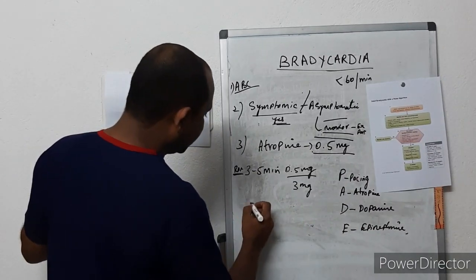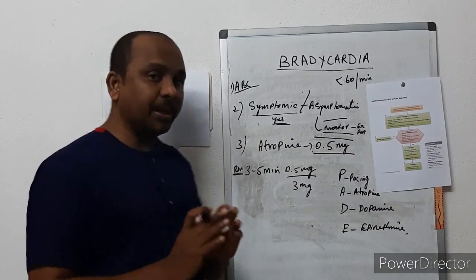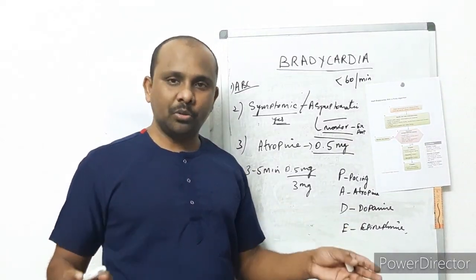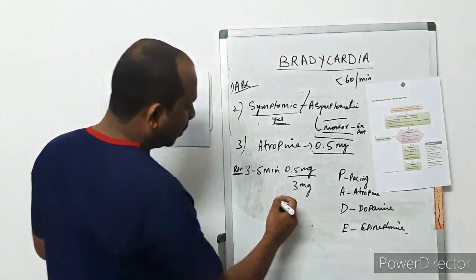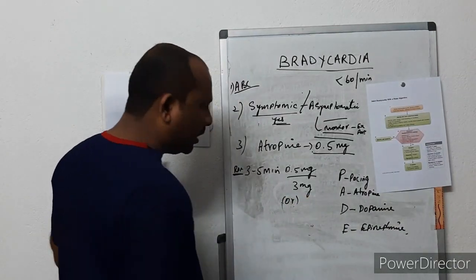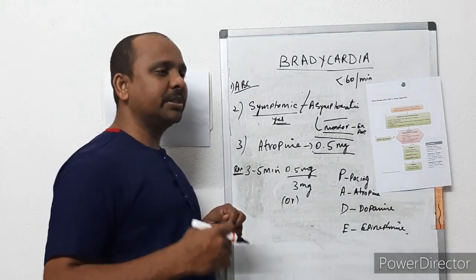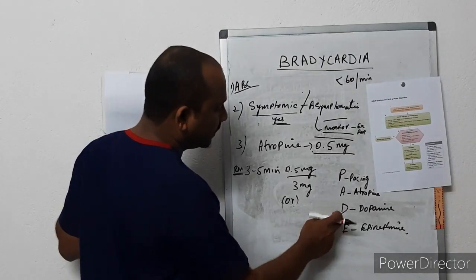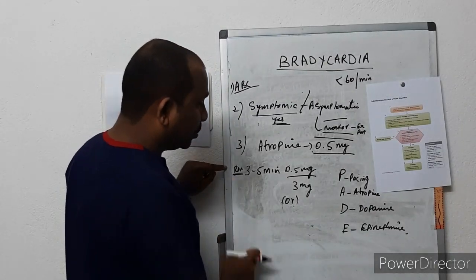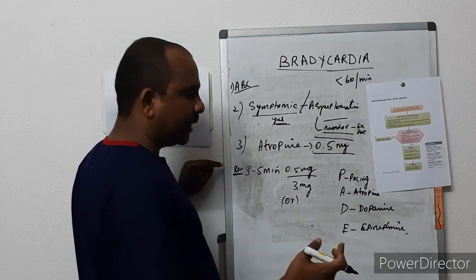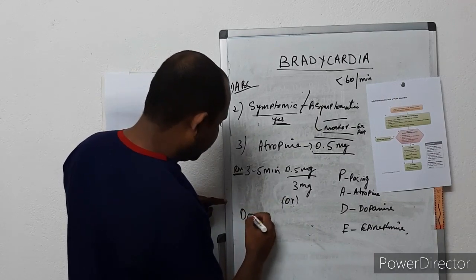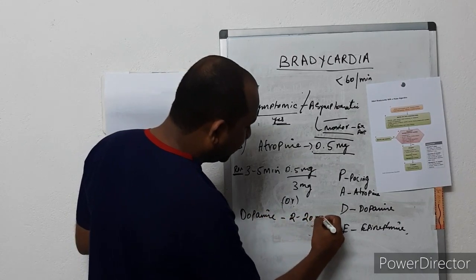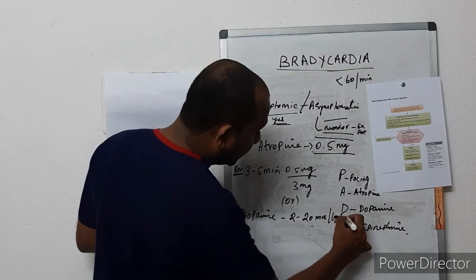Next modality. See, atropine is the first drug of choice, right? If it is responding to atropine, you can continue. Or if atropine is not available, or it is not responding to atropine properly, or it is responding only transiently and the heart rate comes down again, in these scenarios we can start with dopamine. It is not all together: first atropine, if not responding, then go ahead with dopamine, right? The dopamine dose is 2 to 20 mcg per kg per minute, right?